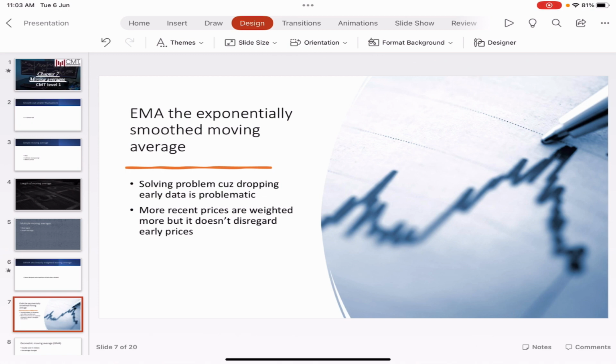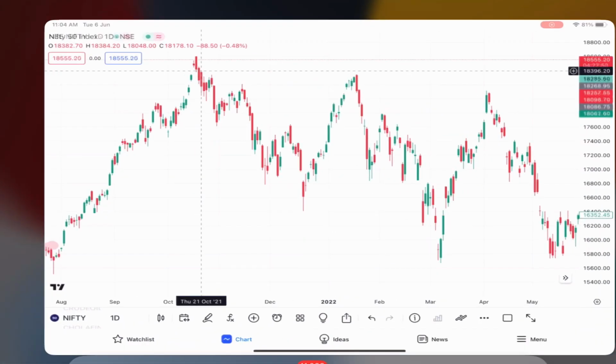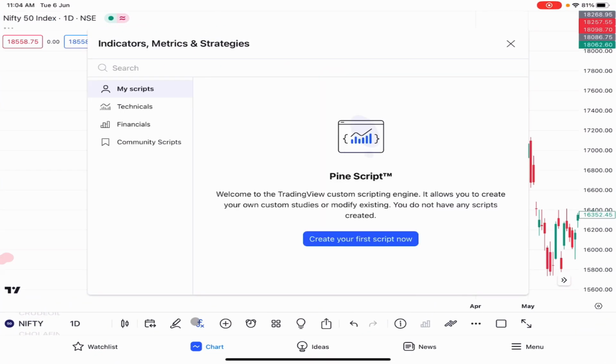In the linearly weighted, the recent data is given twice the importance, but the early data was completely omitted. But when you are talking about EMA, the recent data is given more importance, and the early data is given less importance, but it is not omitted at all. Okay, that is my EMA. If you want, we can plot it and check that out for you.